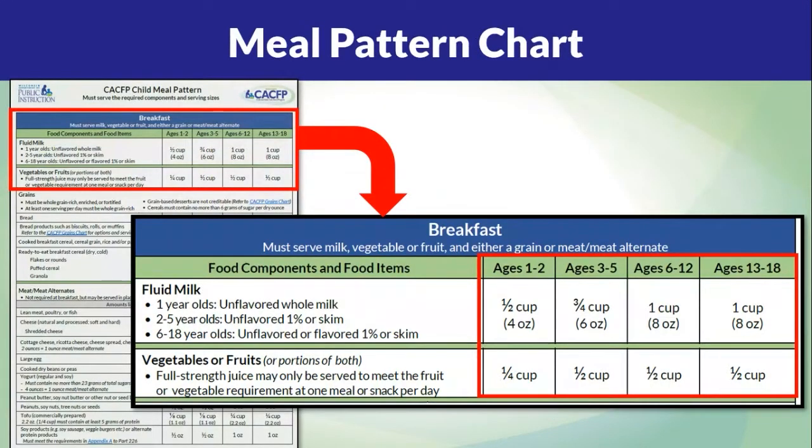The CACFP meal pattern chart identifies each age group along with the minimum serving sizes for each food component that must be served to each participant during the meal or snack. This is how much must be put on the participant's plate or bowl and in the cup. This chart does not help a program determine how much food is required to be purchased and prepared. You'll need to use the two resources that we'll discuss next to help with that information.